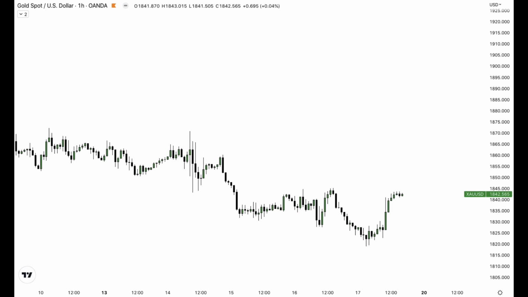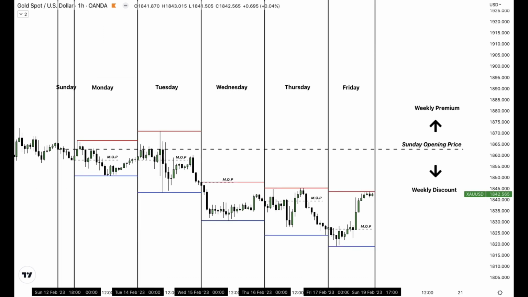For this example, we're looking at gold versus US dollar, and we're using the most recent week that we have available. We're going to break down the weekly range, and we're going to do it on the 1 hour chart. Here we have Sunday to Friday, and we're not really concerned about Sunday. We're mainly concerned about Monday to Friday because that's where the London close is going to reside.